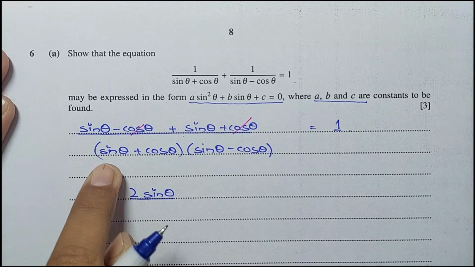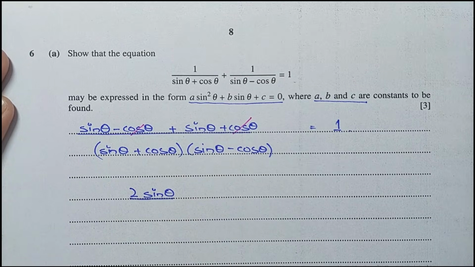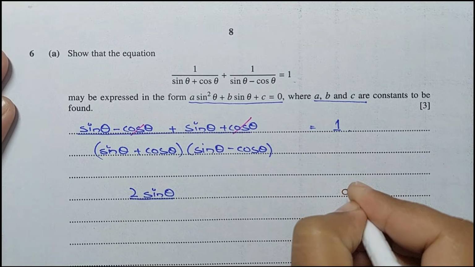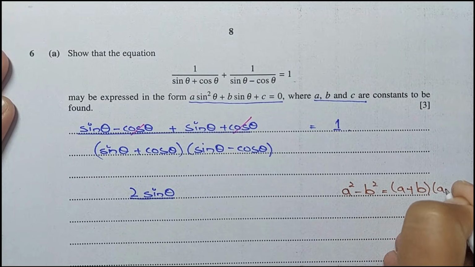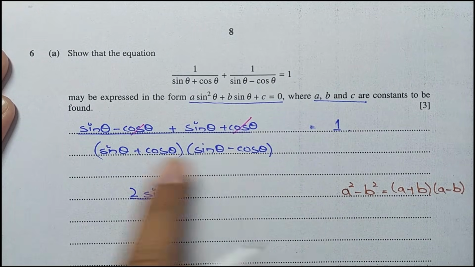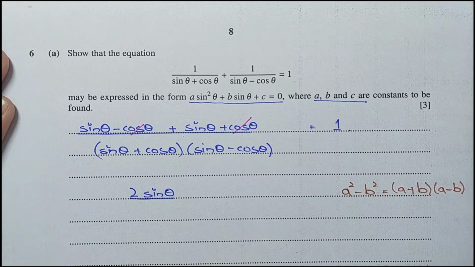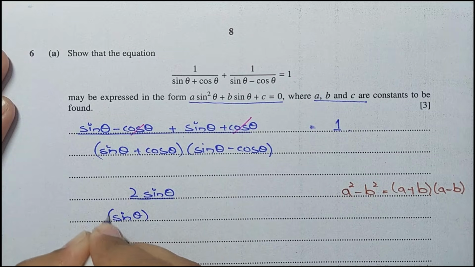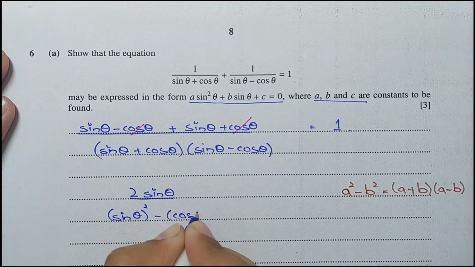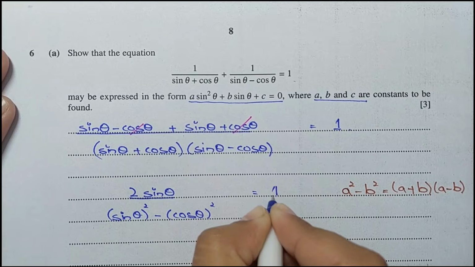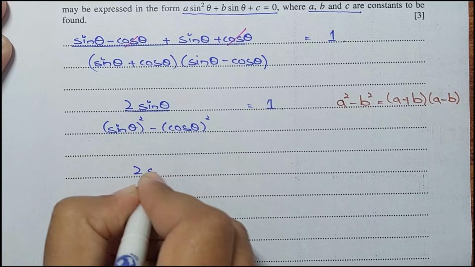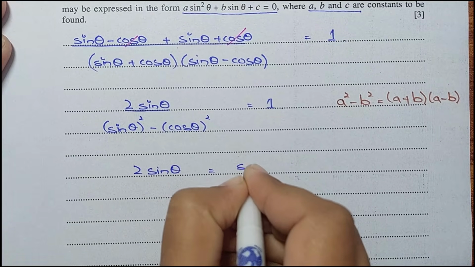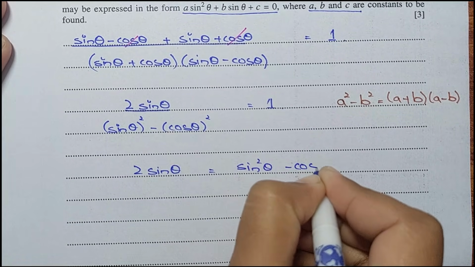divided by. Now you can see sine plus cos, sine minus cos. Difference of squares formula we have to use. A square minus b square is a plus b and a minus b. When you have two factors with a positive and a negative, this is a square minus b square. A is sine theta squared, minus b is cos theta squared. This is equal to 1. Okay, now shift to the other side. So 2 sine theta would be equal to sine square theta minus cos square theta.